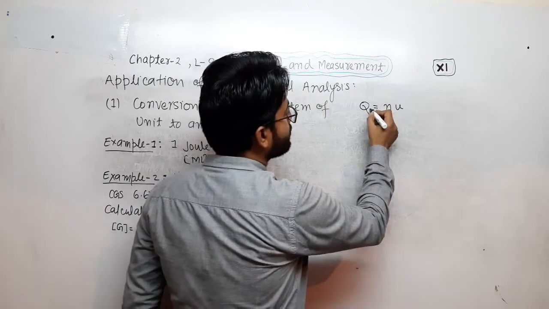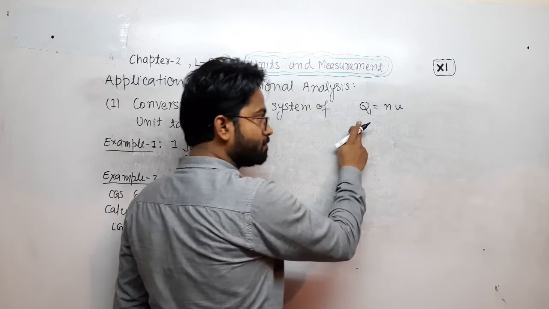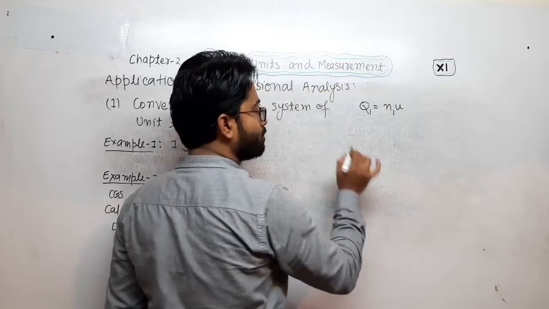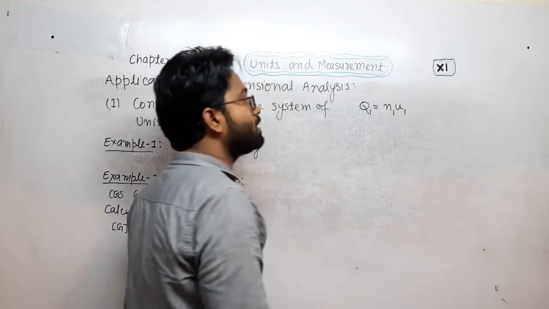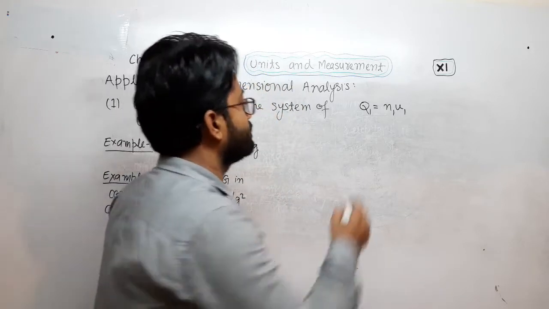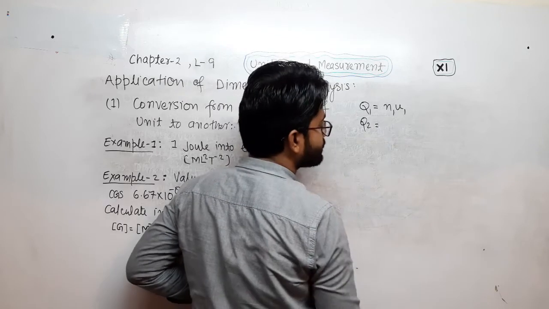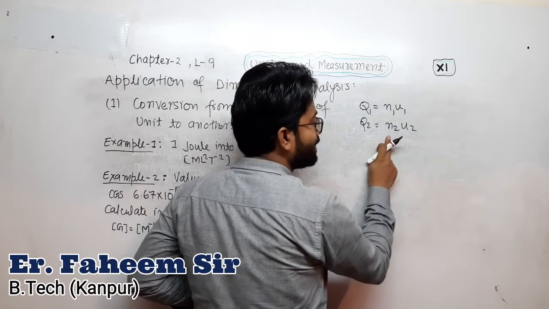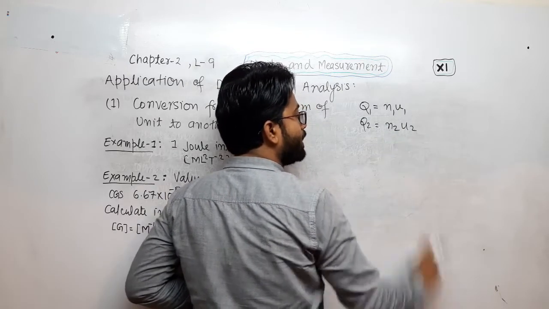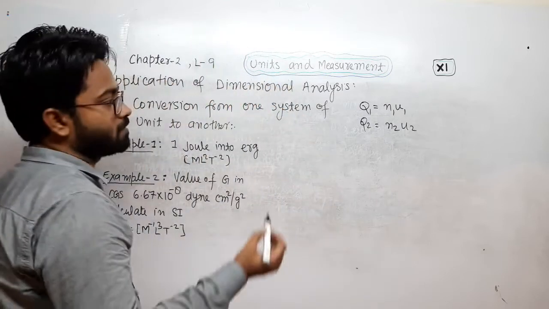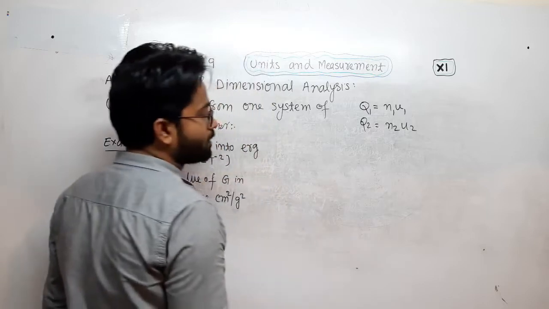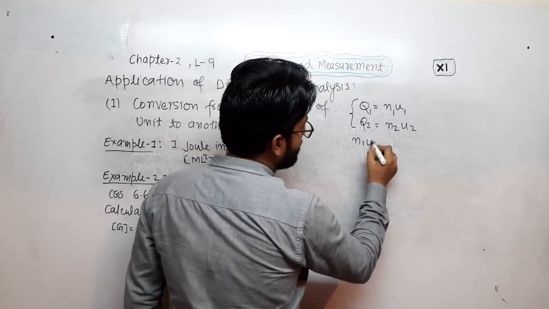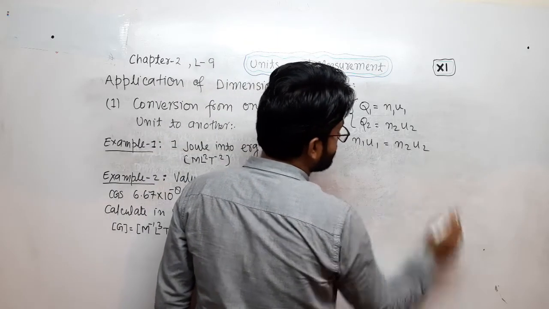Let us suppose Q1 is the quantity in one system, N1 is the numeric value in that particular system, and U1 is the unit in that system. Q2 is N2 and U2, the numeric value in the second system of unit, and U2 is the unit in the second system of unit. Because the quantity is the same, N1 U1 is equal to N2 U2.